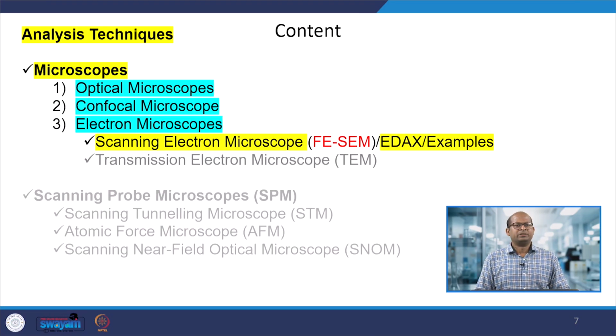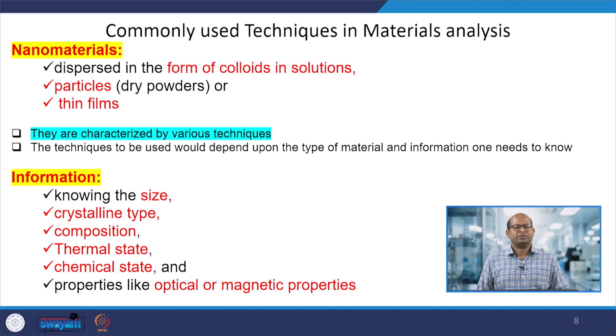So today we'll discuss a few analysis techniques, that is, microscopic techniques. We can classify microscopic techniques into optical microscope, confocal microscope, and electron microscopes. Under electron microscopy there are SEM analysis, EDAX analysis, and STEM image analysis. So we'll start from optical microscopic analysis, then confocal, and discuss in detail SEM image analysis, the basic instruments, and a few examples of how to analyze images.